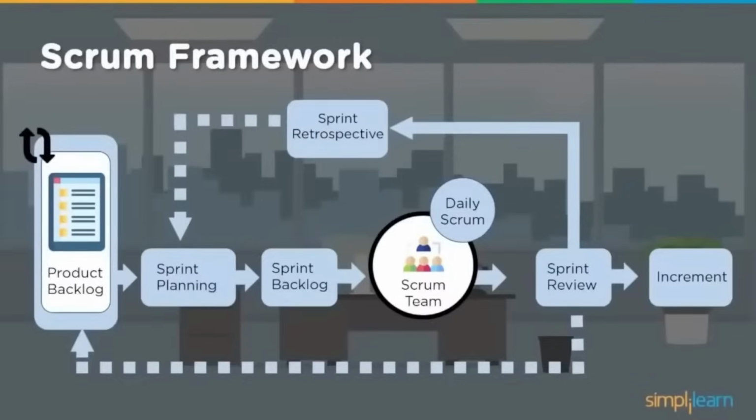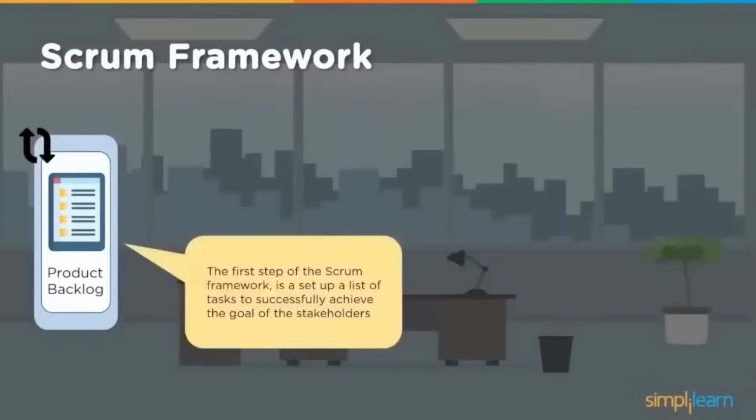These increments, what is delivered to production, what is deployed in production, should have value. The integration which happens, with all the increments coming together, provides the fulfillment of the requirement as well as creates the value that is required. So the product backlog is the first step of the Scrum framework, a list of tasks to successfully achieve the goals of the stakeholders.